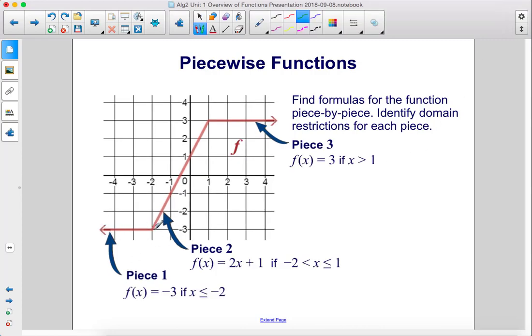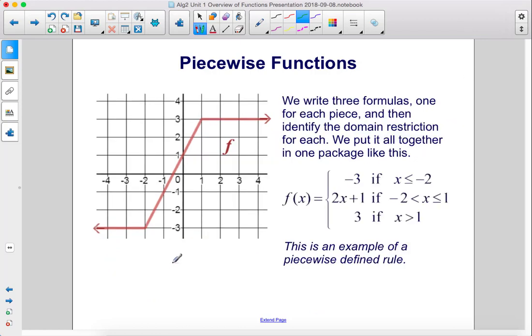For piece 1, we have that f of x equals -3 if x is less than or equal to -2. For the middle piece, we have that f of x equals 2x plus 1 if x is between -2 and 1. And for piece 3, we have f of x equals 3 if x is greater than 1. We write 3 formulas, one for each piece, and then identify the domain restriction for each. We put it all together in one package like this. This is an example of a piecewise defined rule.